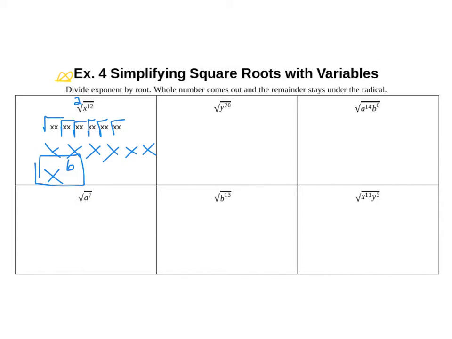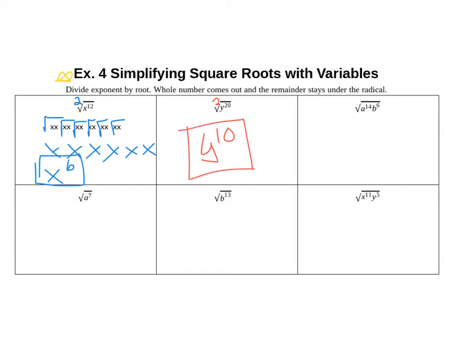6th. If we look at this second example, square root of y to the 20th, again, this hidden number here is a 2. So what we're looking at is saying, instead of listing out 20 y's in the groups of 2, well, what's 20 divided by 2? Well, that is just going to be y to the 10th.